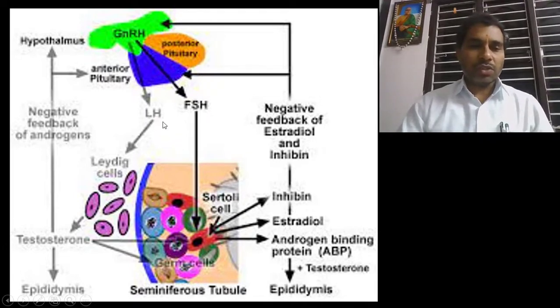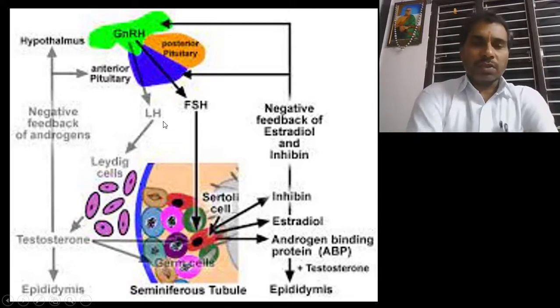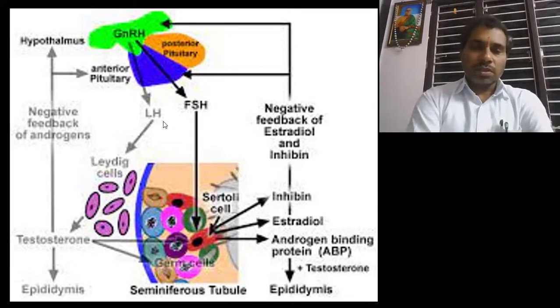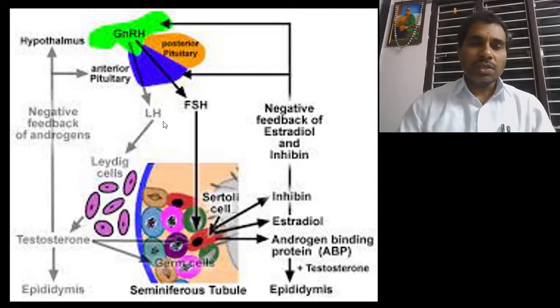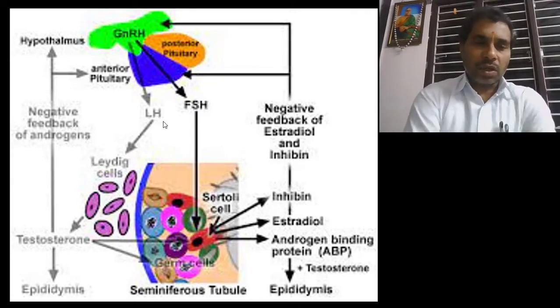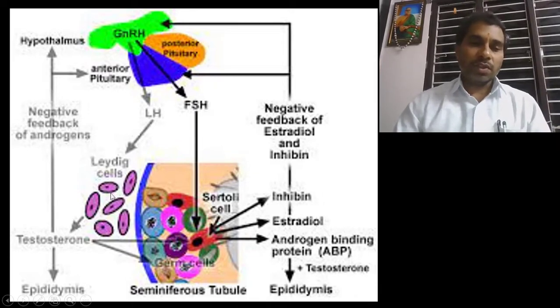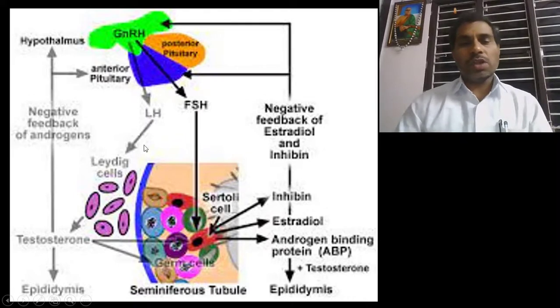When coming to LH, the luteinizing hormone, it affects the Leydig cells. This luteinizing hormone is also called ICSH, interstitial cell stimulating hormone, and it stimulates the Leydig cells. Leydig cells are also called interstitial cells. Therefore, these cells are stimulated by LH, and so this hormone is called ICSH, interstitial cell stimulating hormone.